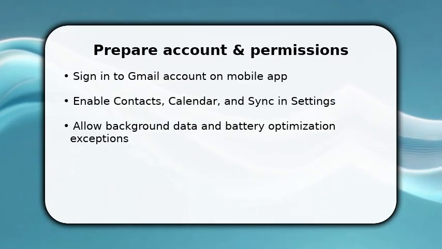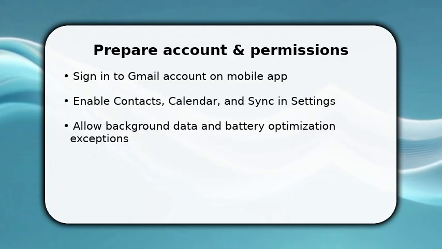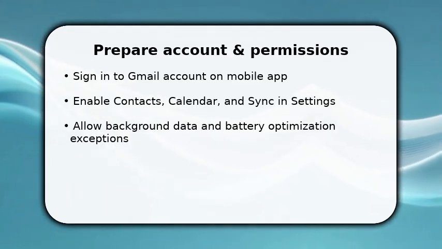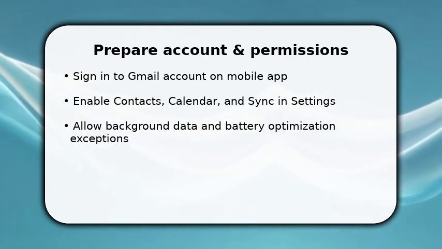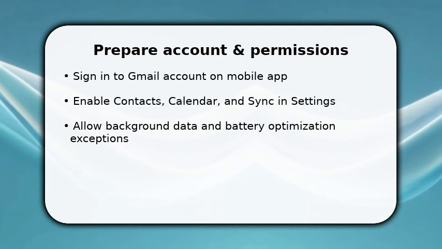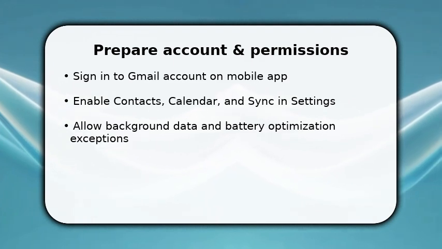Once done, check your phone settings. Allow background data for Gmail and disable aggressive battery optimization that blocks sync. Doing this prevents delays and lost updates, which is why you handle permissions before moving to the next steps.